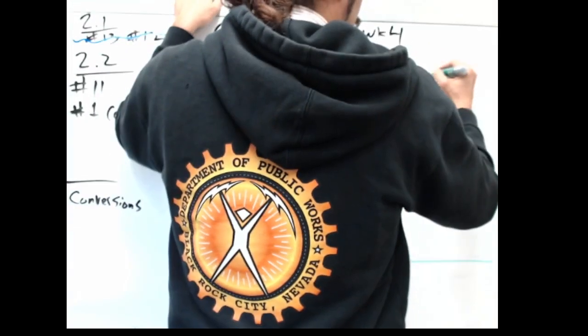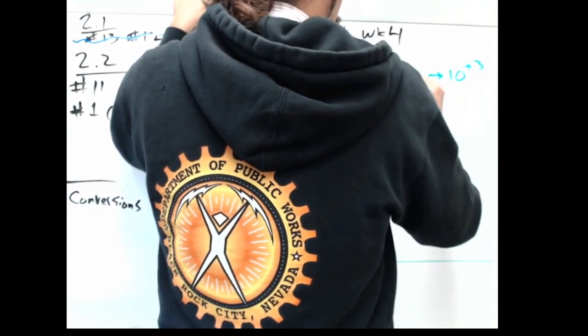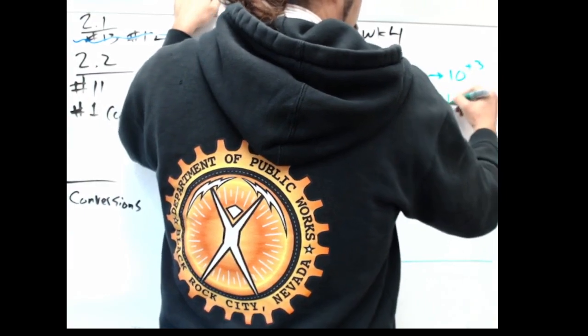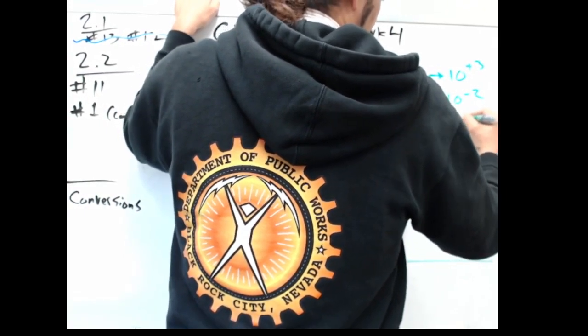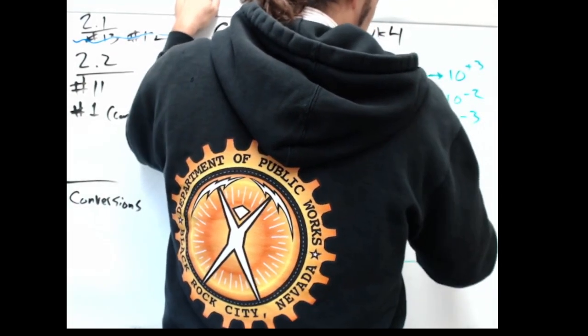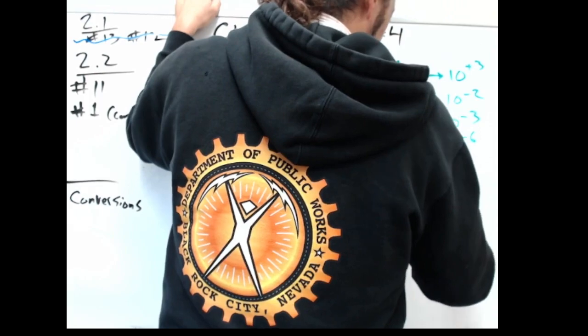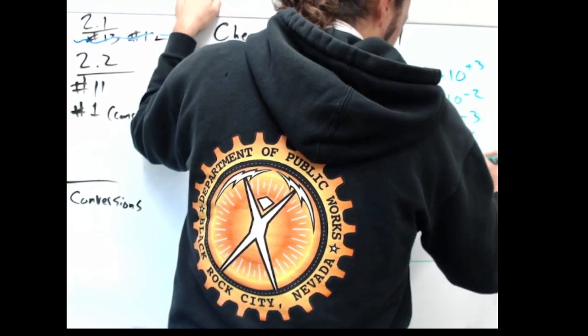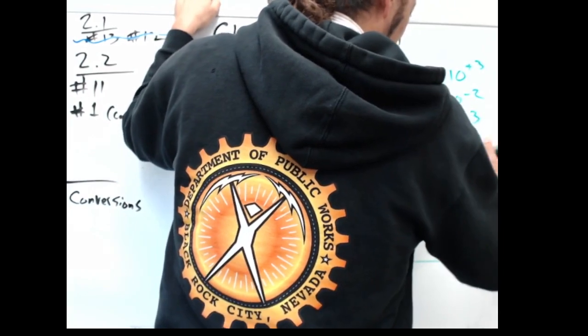And so it's that being familiar with those, and there were a few that I said were really good to know. Kilo is 10 to the positive 3. Centi is 10 to the minus 2. Milli is 10 to the minus 3. Micro, 10 to the minus 6. Nano, 10 to the minus 9. I almost skipped it. I almost went 10 to the minus 12.